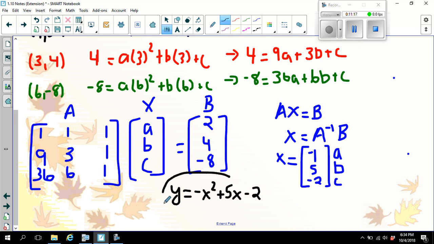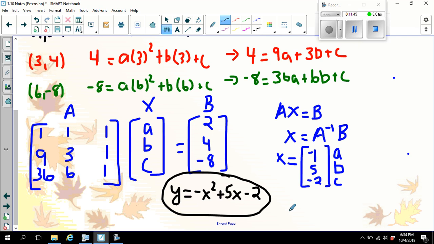So the quadratic function that goes through those 3 points that were given to us at the very beginning is y equals -x squared plus 5x minus 2. This would be your final answer. So make sure once you get your A, B, and C values, you plug them back into the standard form to write that quadratic function. This would be your final answer here.